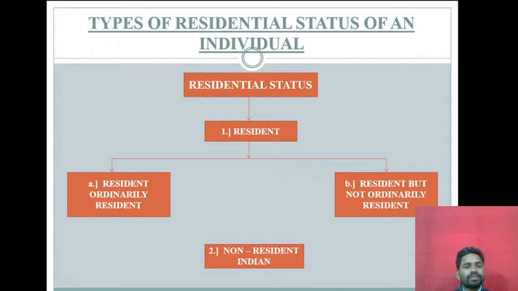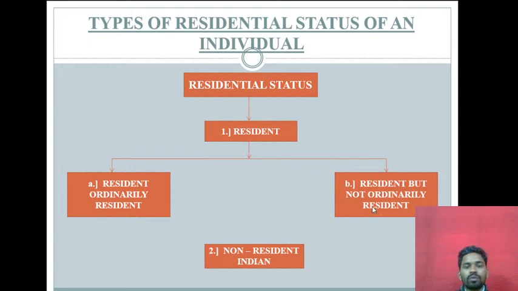Now in this session we will see the theory related to the types of residential status of an individual. What is residential status? There are two types of residential status. The first one is resident, and the second one is non-resident India. The resident includes two types: resident and ordinary resident, and resident but not ordinary resident.